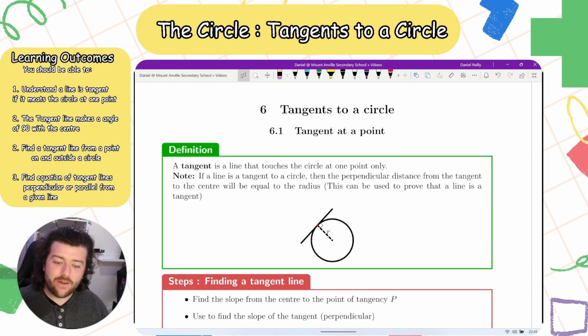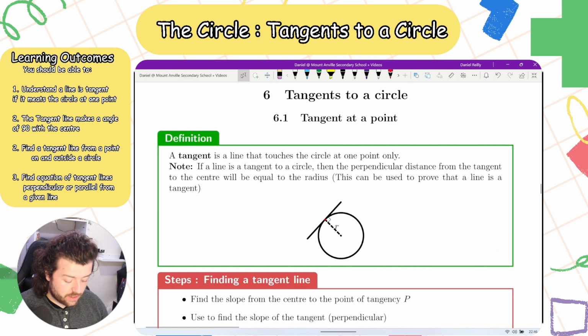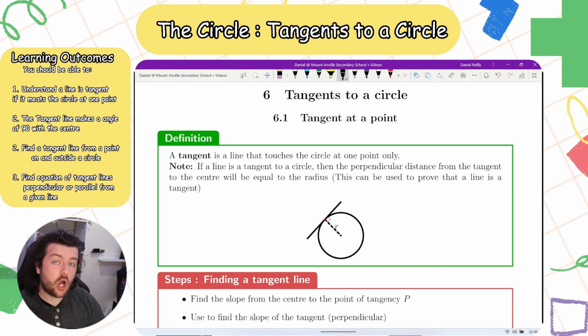Hello everyone. In this video we are learning about tangents to a circle. So what is a tangent of a circle? We're talking about a tangent line to a circle. A tangent is a line that touches the circle at only one point. Note, if a line is tangent to a circle, then the perpendicular distance from the tangent to the center will be equal to the radius.